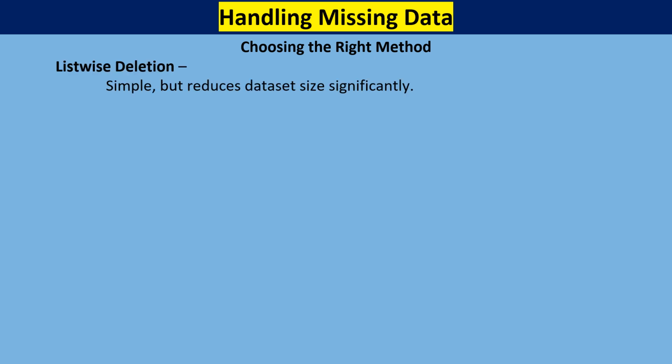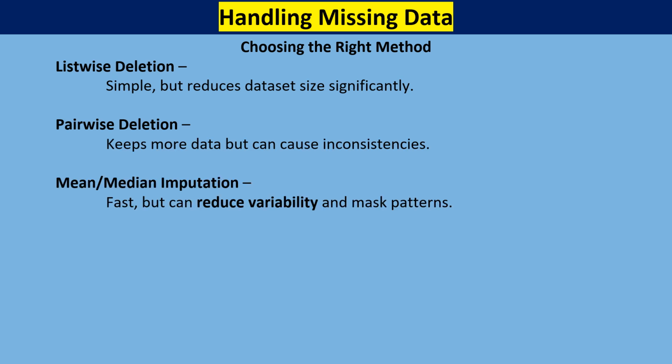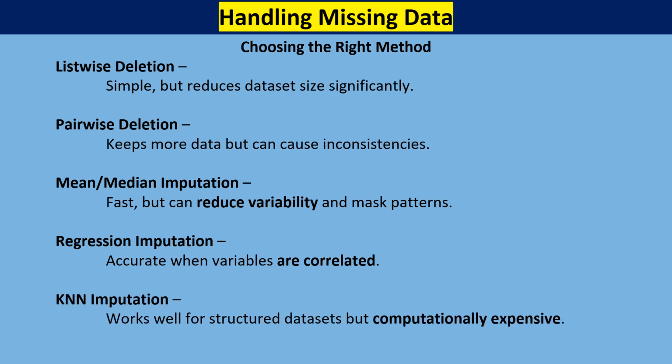Choosing the right method: listwise deletion is simple but reduces dataset size significantly. Pairwise deletion keeps more data but can cause inconsistencies. Mean and median imputation are fast but can reduce variability and mask patterns. Regression imputation is accurate when variables are correlated. KNN works well for feature-rich datasets but is computationally expensive.